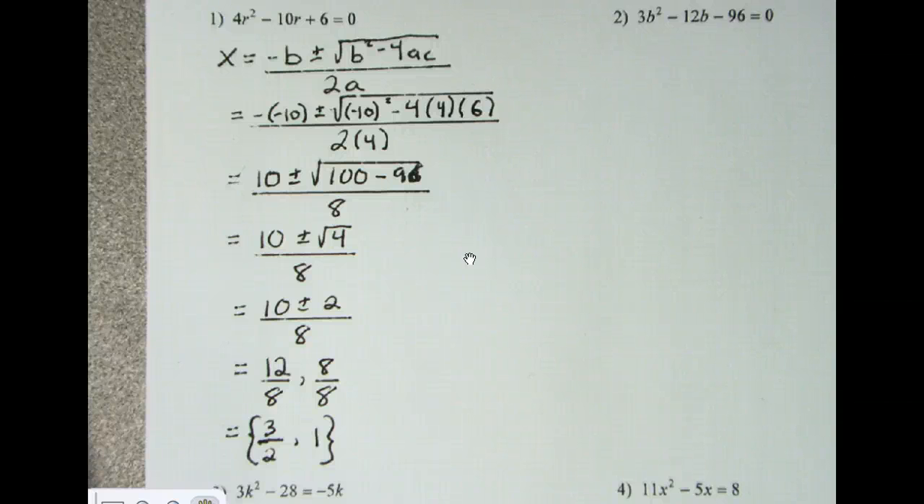Square root of 4 is 2. 10 plus 2 is 12. 10 minus 2 is 8. So we have 12 over 8, 8 over 8, which is 3 over 2 reduced, and 1 reduced. So this is the work you'll have for each problem.